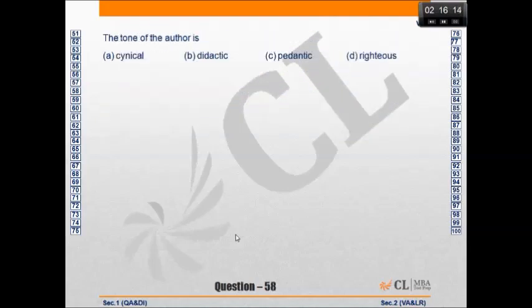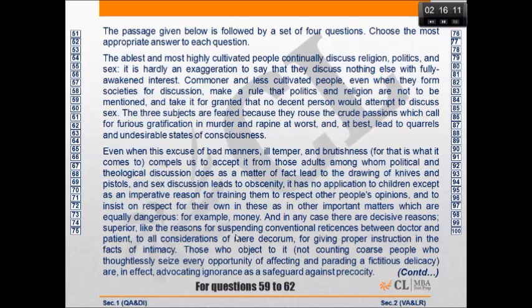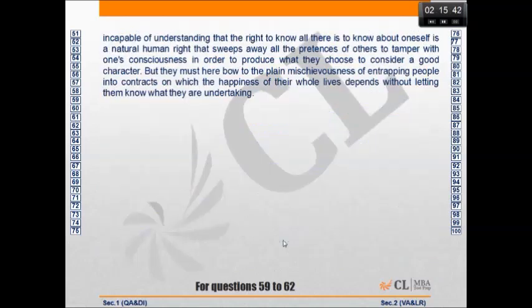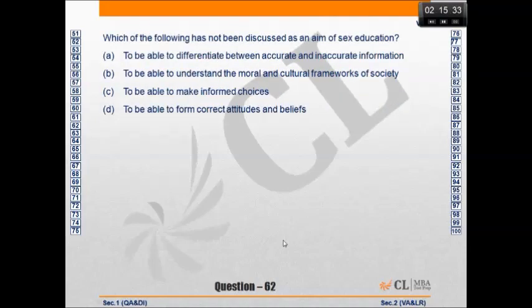Passage 1 again I am not very comfortable with, but let me look at 59 to 62, the third passage. The ablest and most highly cultivated people continue to discuss religion with sex. It says even an excuse of bad manners, it tempers about sex and the fact that it is not discussed. Okay, I think this can be taken up. Sex education seems to be left to be taught by unqualified elders. The dogmatic objection. Okay, it's just a little over two slides, so it can also be considered.